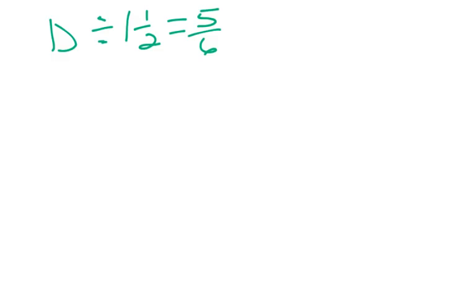Okay, let's take a look at this one. So we have d divided by 1 1/2 equals 5/6. Well, this looks a little complicated, right? It's fractions, oh no. But we can totally solve this. So what we have to do, we have division here. So what we have to do is use multiplication to undo our division, the inverse operation.